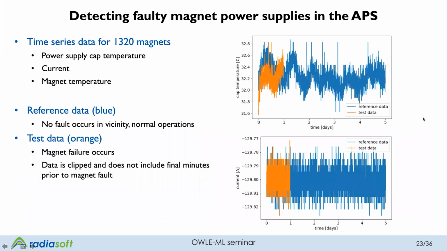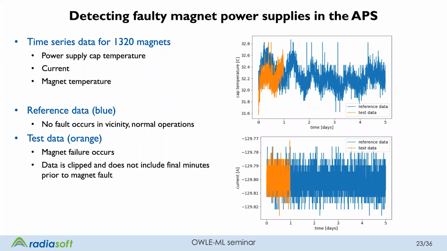And for the study, we have time series data for all 1,320 magnets. We have power supply temperature, we have magnet current, we have magnet temperature. For some of the magnets, we have additional diagnostics, but we don't have the same diagnostics for all the magnets. So if we're going to look at data for the entire ring, then we limit it to just looking at the temperature, or just the power supply capacitor temperature.